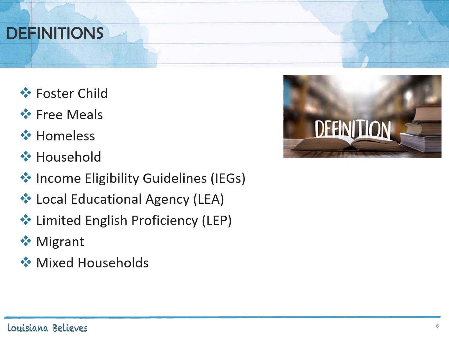Migrant. An other source categorical eligibility designation for a child who is enrolled in the migrant education program as determined by the state or local migrant agent program coordinator or as documented by an appropriate local educational agency official such as the homeless liaison. Mixed households. Those households that include children designated as other source categorically eligible and other children who are not, as found in 7 CFR 245.2.